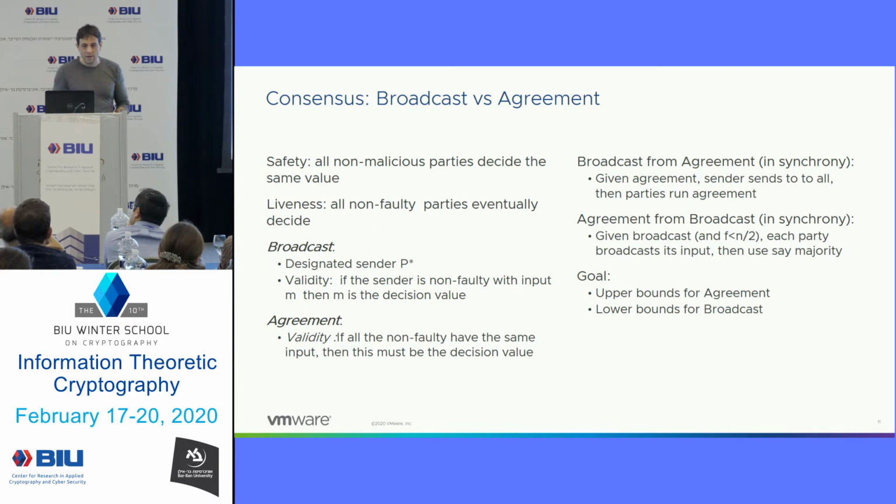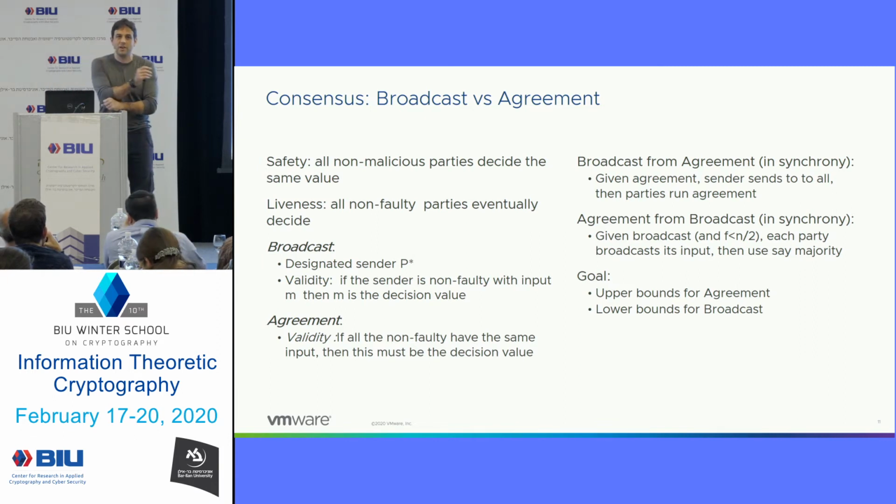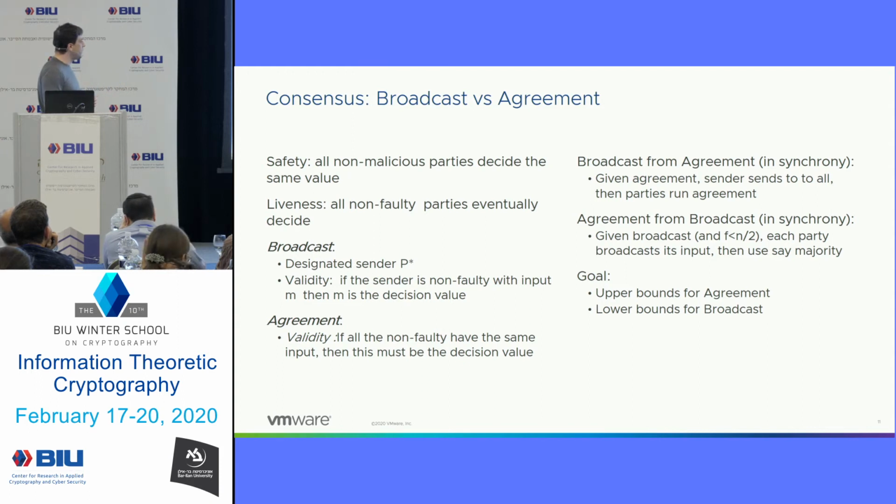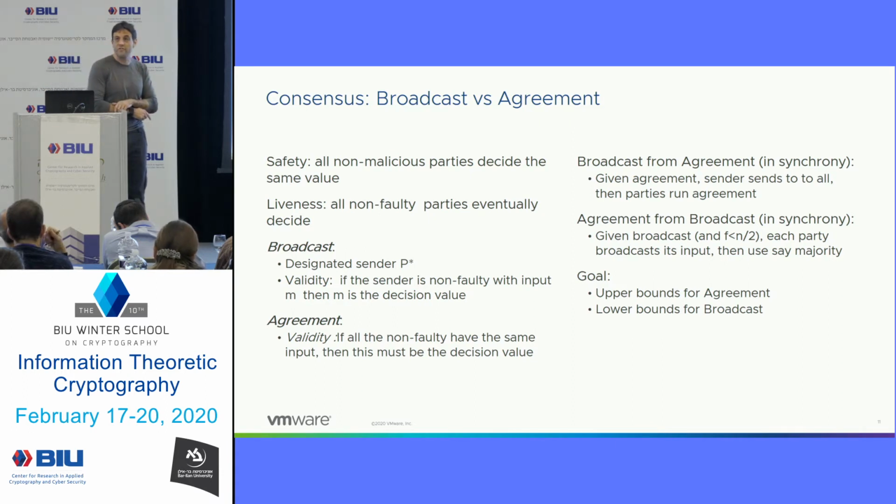I actually didn't want to show you the right side, but anyway, this is one distinction, between broadcast and agreement. In both cases, we want safety and liveness, but in agreement, all we want is a validity property that says that if we all have the same input, then this must be the decision value. In broadcast, we assume there is a designated sender that needs to broadcast its message. And the validity property here is that if the sender is non-faulty, then its input is the decision value. And what I wanted to ask is, what are the connections between broadcast and agreement?